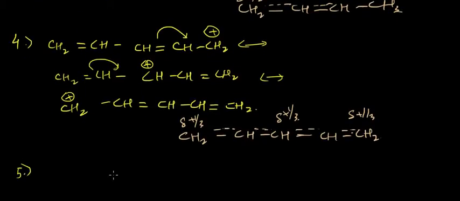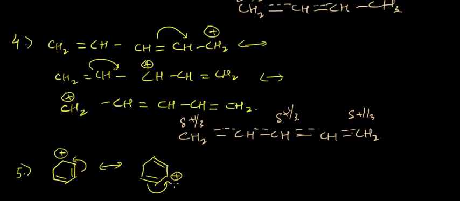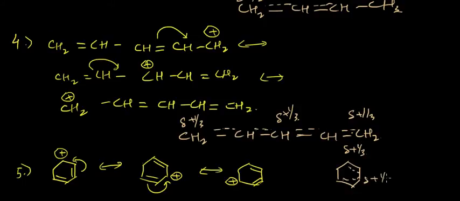Okay, let's look at the fifth example, where we have something like this. What will happen is, this pi bond can go here, creating a positive charge here. This pi bond can then go here, creating a positive charge on this carbon atom. So what would the resonance hybrid be? The resonance hybrid would be something like this, where we have plus 1/3 here, here and here.